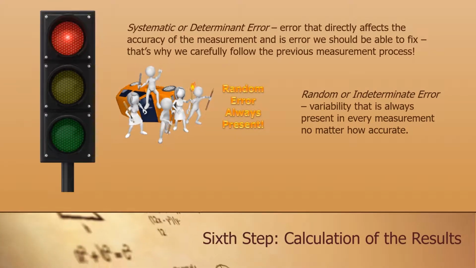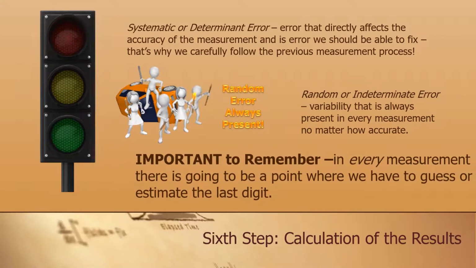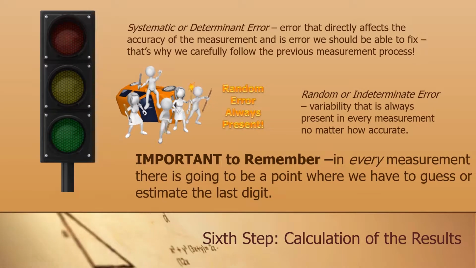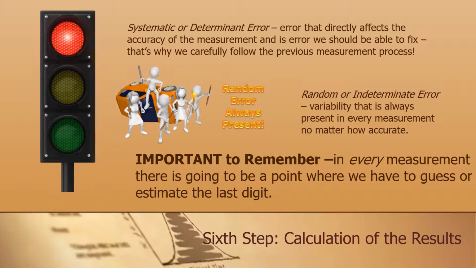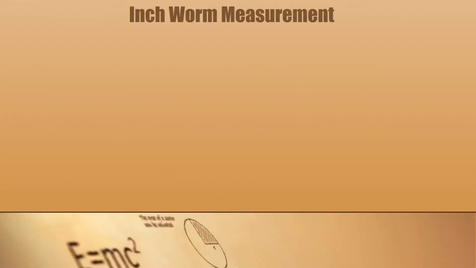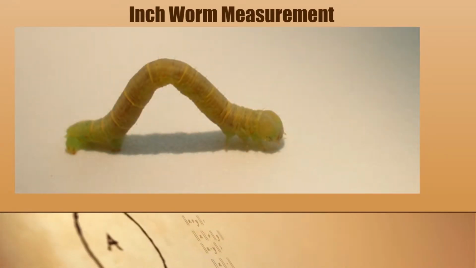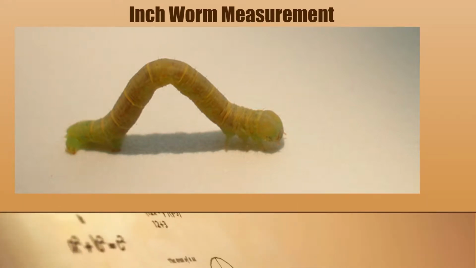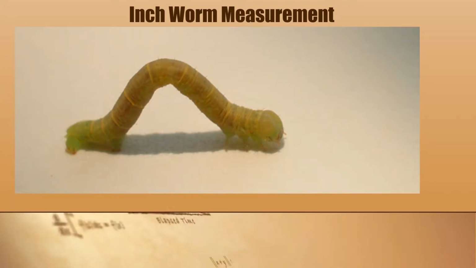Now, here's a very important point to remember that is a result of random error. In every quantitative measurement, there is going to be a point where we have to guess or estimate that last digit of the measurement. For example, let's use a ruler to measure an inchworm. Okay, I know it sounds stupid based on the name of the critter, but let's do it anyway. First, you can see that I had a tough time getting that bad boy to lay flat. Well, okay, we'll live with that.